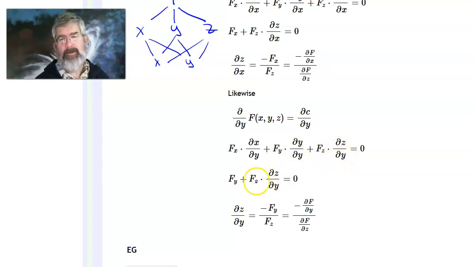That's the thing I'm trying to solve for. So subtract f sub y, divide by f sub z, and you get that the partial of z with respect to y is minus partial of f with respect to y, divided by the partial of f with respect to z.